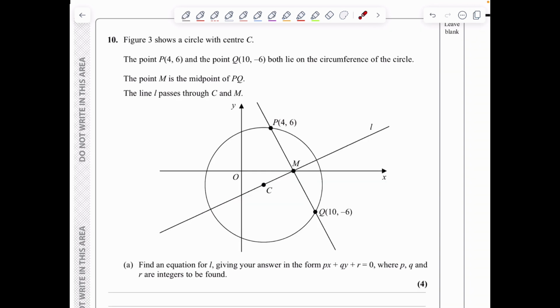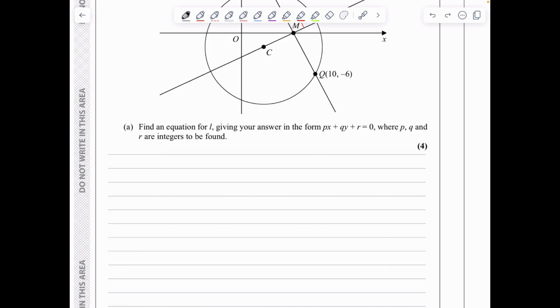In question 10, we've got the circle centered at C. We've got points P and Q with the given coordinates lying on C, and we need to determine the equation of the straight line L, which is the straight line passing through the center and the midpoint of PQ. So we know that this angle here should be a right angle, because the line passing through the midpoint of a chord and the center of a circle should be perpendicular to the chord.